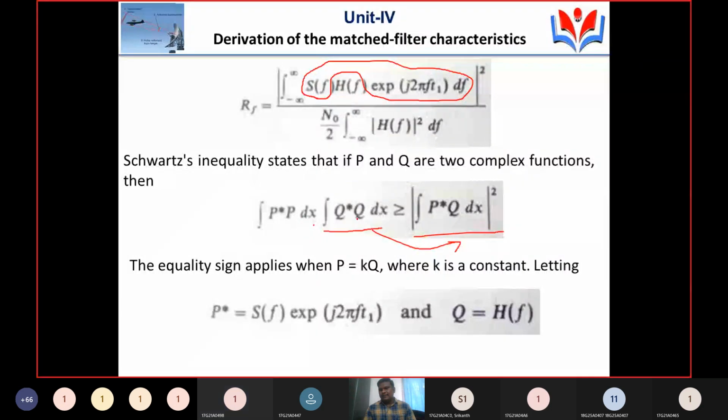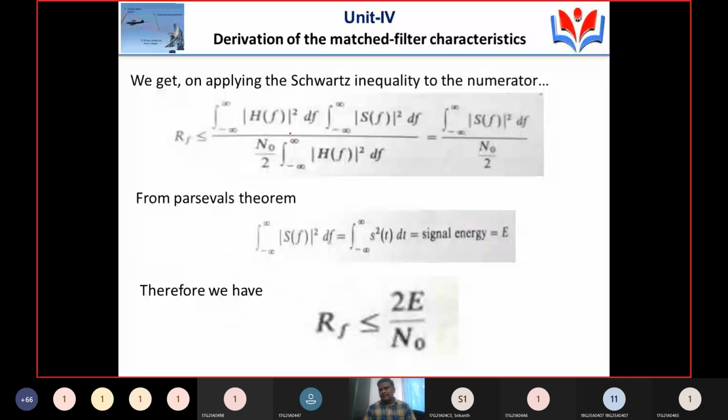So we have divided it. This is q into q, this is p into p, and this is again q into q. So we got this equation as the integral from minus infinity to infinity of modulus of S(f) whole square df, divided by N0 by 2. So from this we can say this particular modulus of S(f) whole square df is nothing but the power of the received signal.